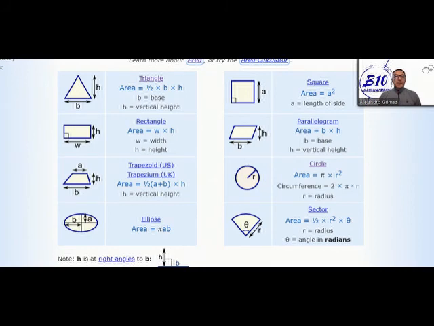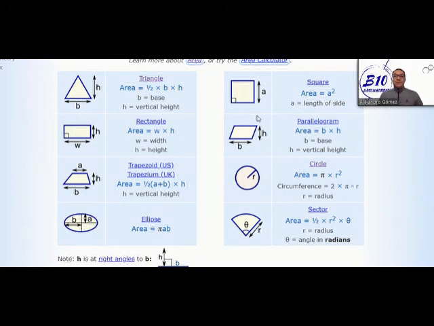Today we are going to talk about surface area. And to talk about surface area, we have to refresh our ideas on area. Here we have how to calculate the area of a triangle, a square, a parallelogram, a circle, very important, we are going to see it today, and some other polygons and other figures like the ellipse and sector.